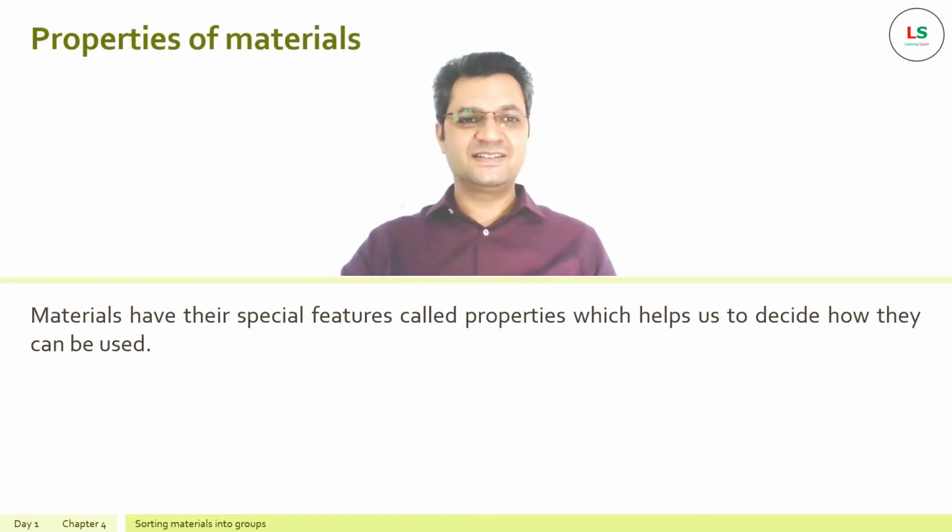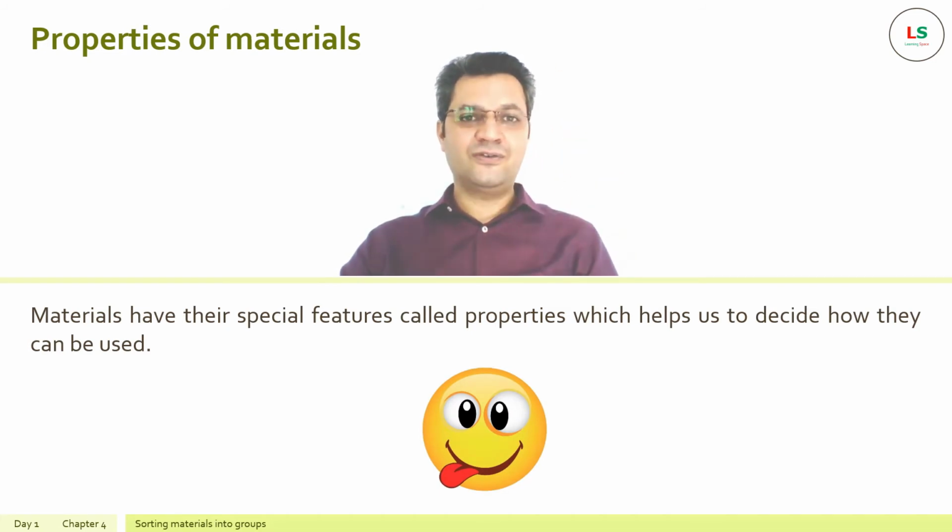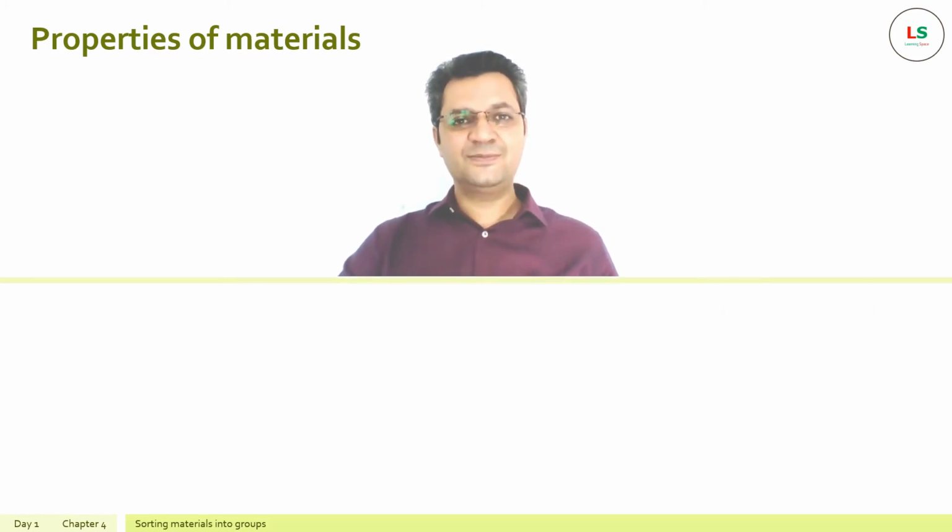Properties of materials. Materials have their special features called properties, which help us to decide how they can be used. It will be really silly to think of a container made of cloth to store liquids, or utensils which are actually made from plastic or wood. There are various properties of materials which we are going to discuss now.